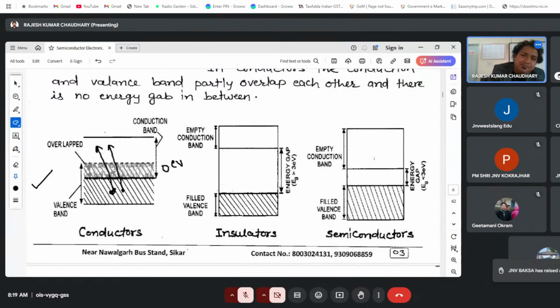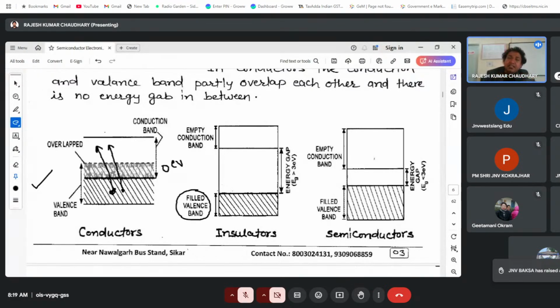Got it? But when you talk about insulators, please try to understand. When you talk about insulators, this is the valence band. We have already discussed that the valence band has lower energy, the electrons which are present in the valence band. Now you can ask me, sir, what is the valence band and what is the conduction band? Got it?